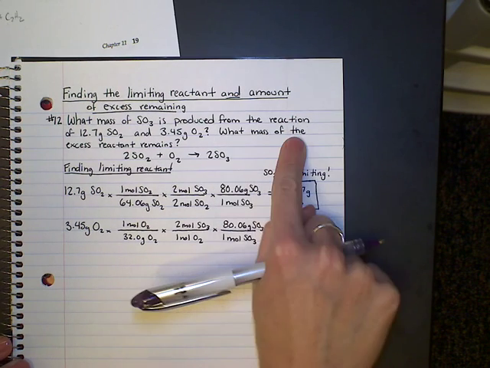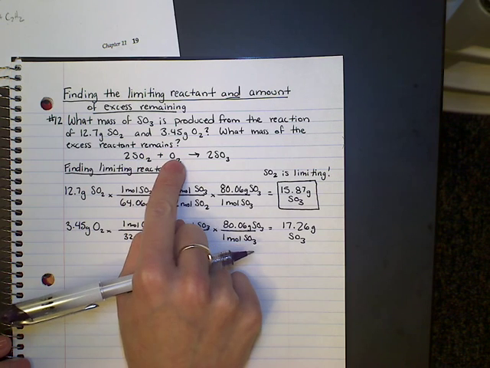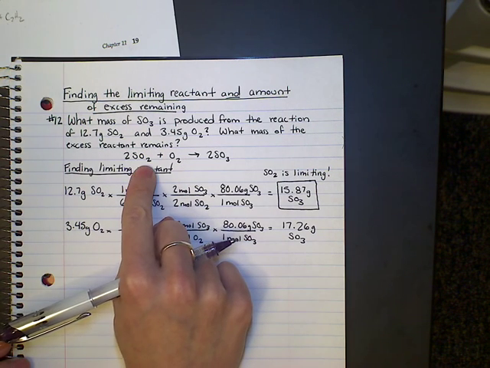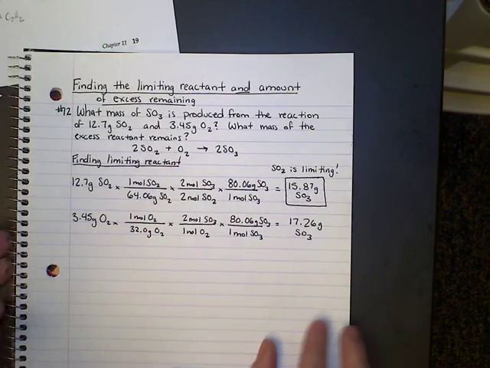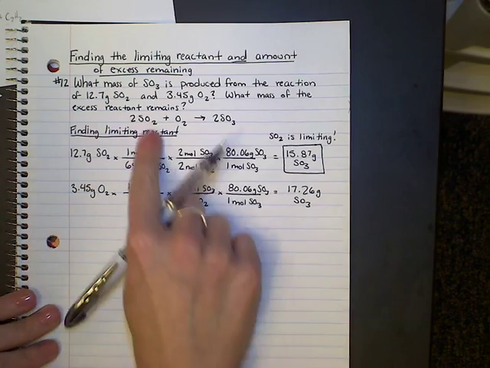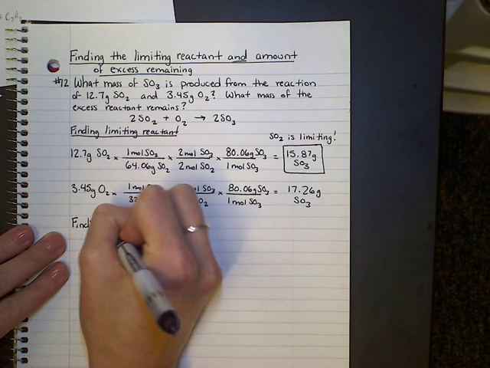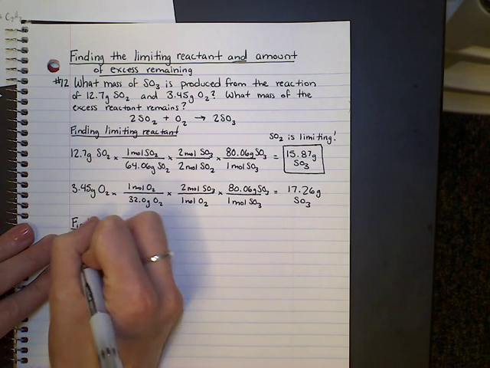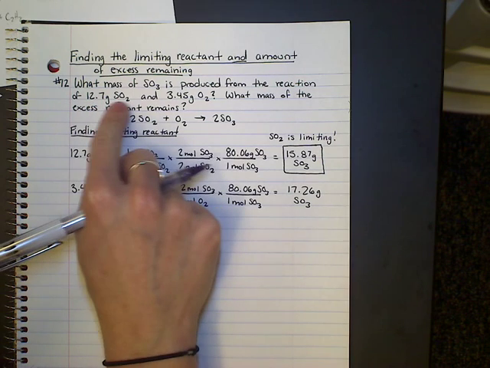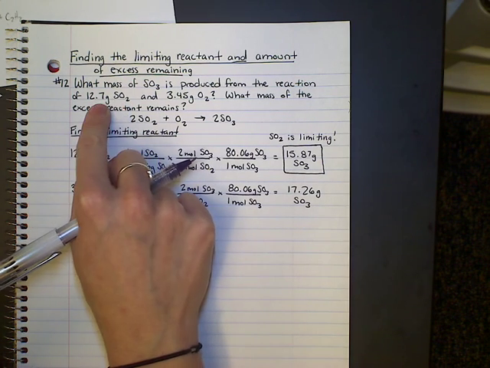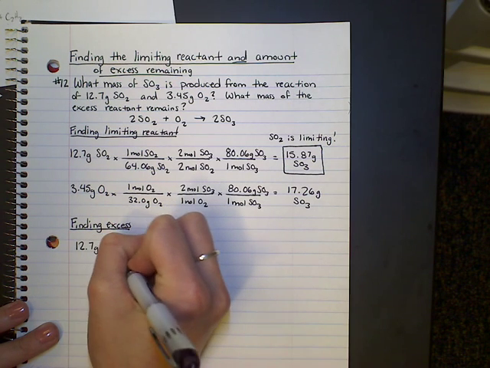The next question is what mass of the excess reactant remains. So in this case now, we know that the excess reactant must be the O2, because the SO2 is limiting. So to figure out how much of the O2 is left over, what we have to start with is the given amount of the limiting reactant. So finding excess. So we always start out with a given amount of the limiting reactant. So in this case, our limiting reactant, which we identified as SO2, we have 12.7 grams of it. So 12.7 grams of SO2.